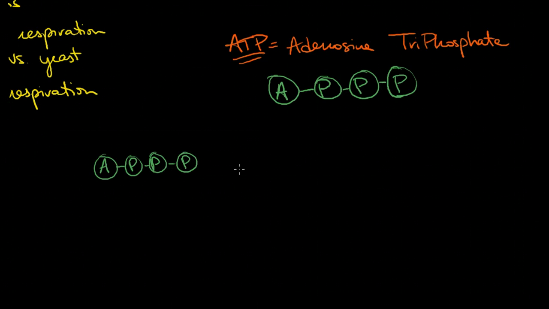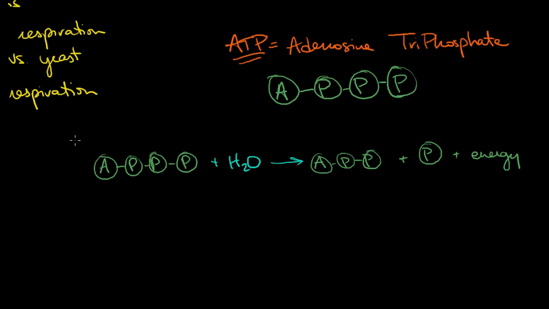but if we add water to that, add H2O, we actually can get out adenosine diphosphate plus a lone phosphate plus what was in this covalent bond right here, a little bit of energy. And this is the process by which our body uses ATP to get this energy to function.